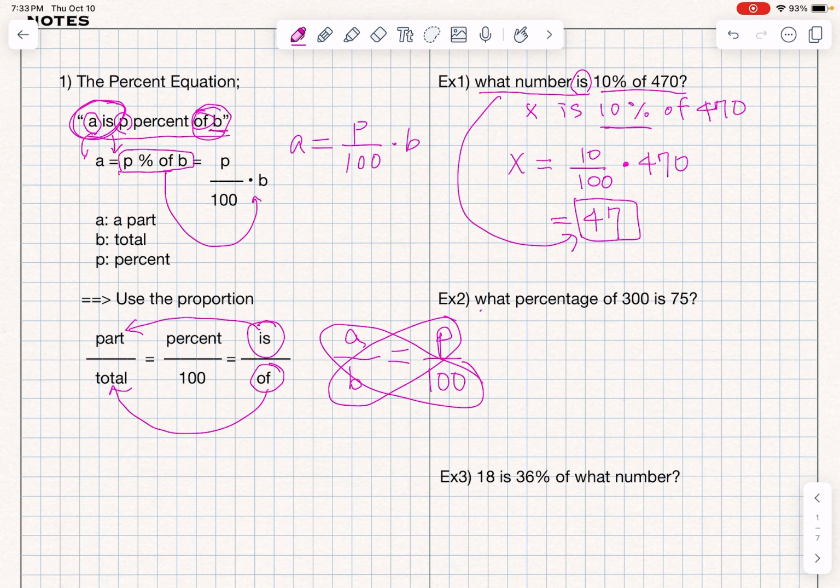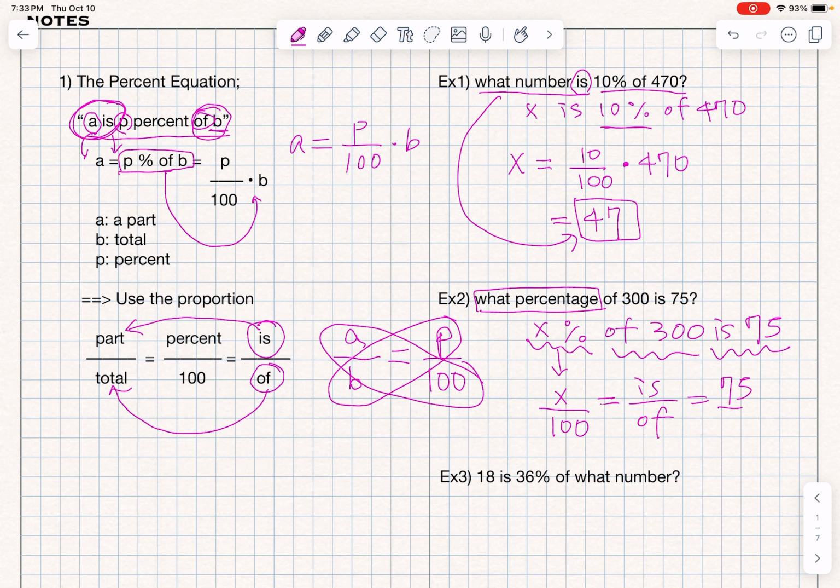Or same as what percentage of 300 is 75. This one, I will use a proportion method. What percentage, we don't know. So I will say x% of 300 is 75. You can change it to the percent equation method or you can change it to the proportion. But I'm going to use a proportion method this time. X% changing to the fraction, which is x over 100, equal to, as is of a fraction, is portion is a 75, of means 300.